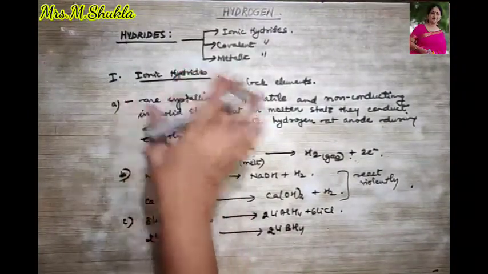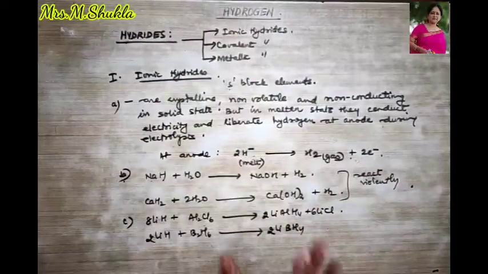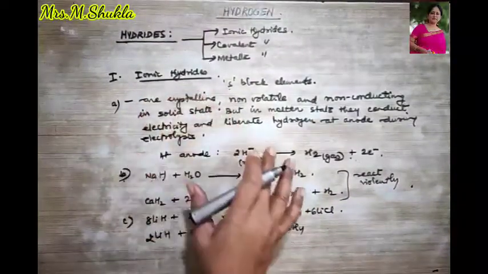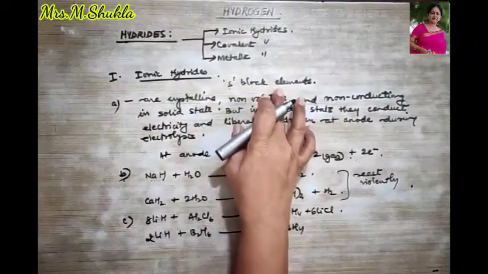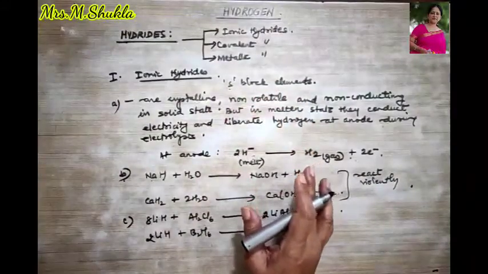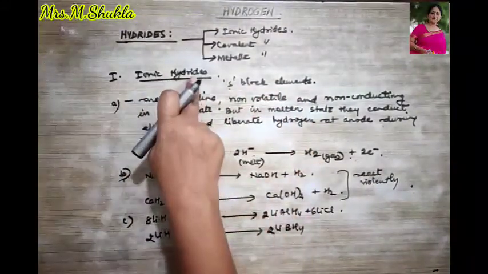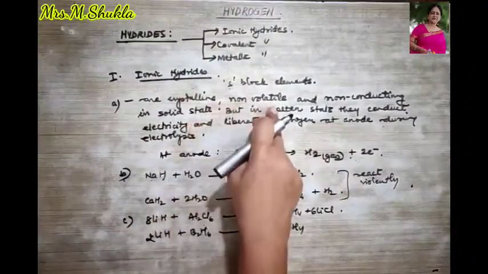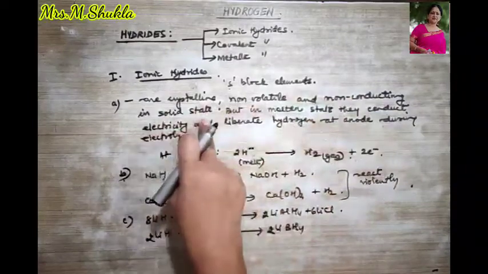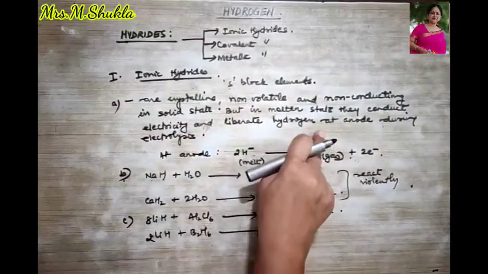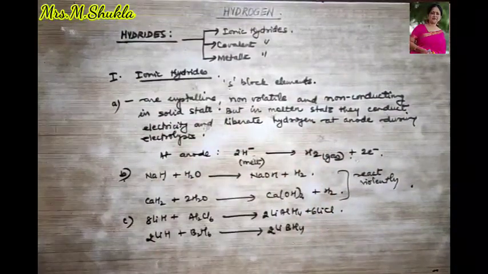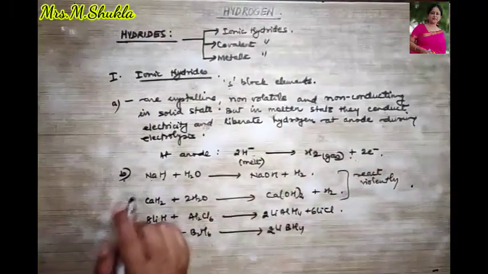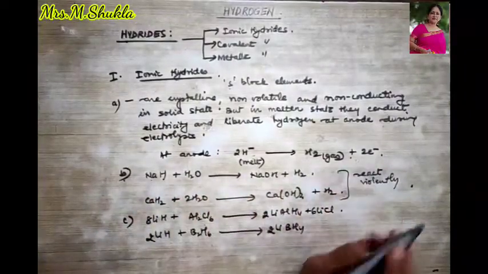So I hope these ionic hydrides are clear to you. These ionic hydrides are formed by those metals in the S block which readily combine with hydrogen. These ionic hydrides are crystalline, non-volatile and non-conducting in solid state. But in the molten state, they conduct electricity and give out hydrogen at the anode. I have shown you the first reaction over here.